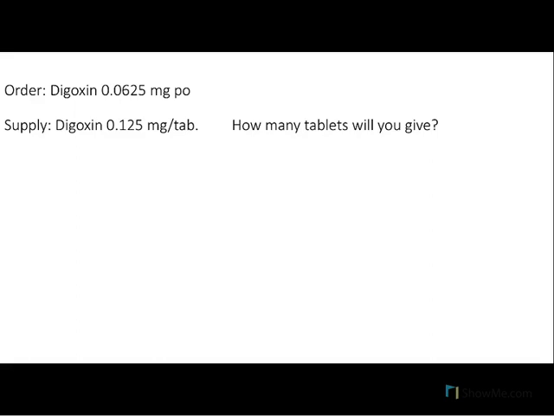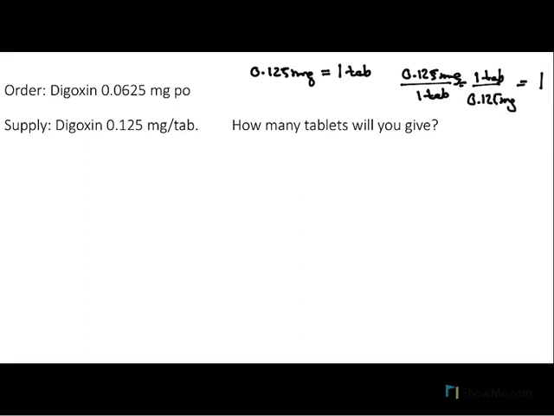So again, we can start out by saying we know that in this situation, 0.125 milligrams is equivalent to 1 tablet. And therefore, we can say that 0.125 milligrams over 1 tab is equal to 1 tab over 0.125 milligrams, both of which are equal to 1. So we can multiply by either one of those. We just want to choose the one that will help our units work out the best.